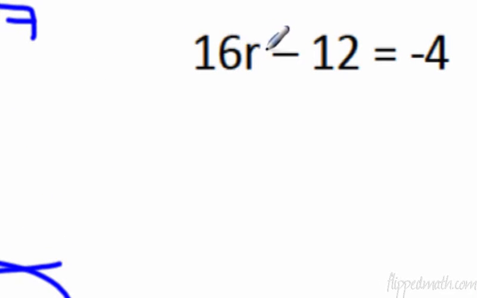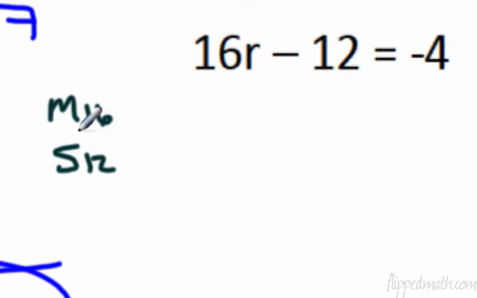Okay, 16r minus 12 equals negative 4. So if I plug in for r here, we get, what do we do first? First we multiply by 16, and then we subtract 12. So the opposite of subtracting 12 would be adding 12, and the opposite of multiplying by 16 would be dividing by 16. So let's check that out.